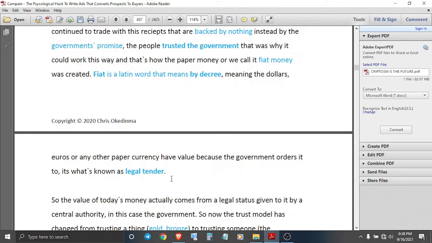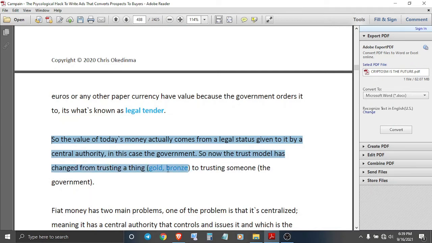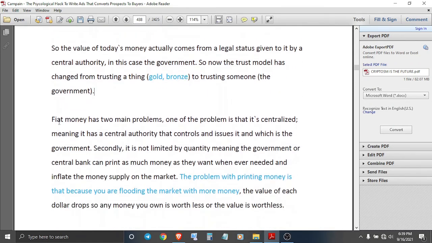The government orders it, also known as legal tender. So the government made this fiat currency, this paper receipt, a legal tender by their authority or decree. So the value of today's money actually comes from a legal status given to it by a central authority, which is the government. Now the trust model has changed from trusting gold, bronze, silver, and whatever, to trusting someone, which is the government.